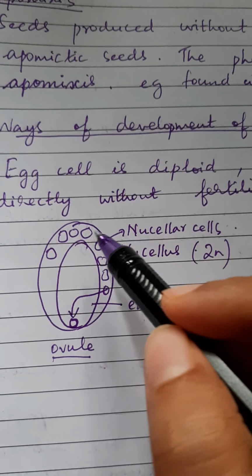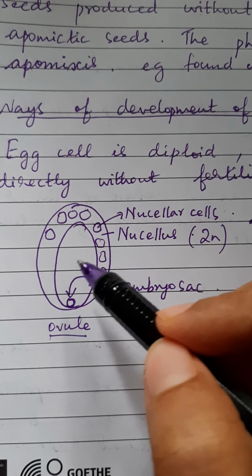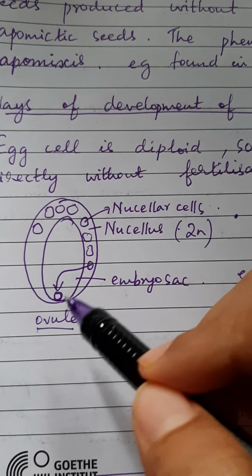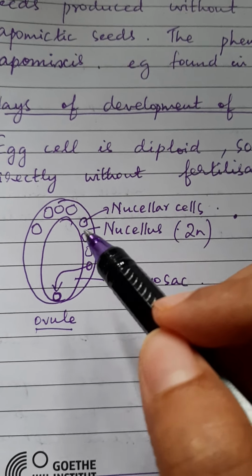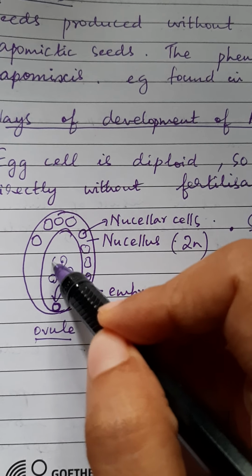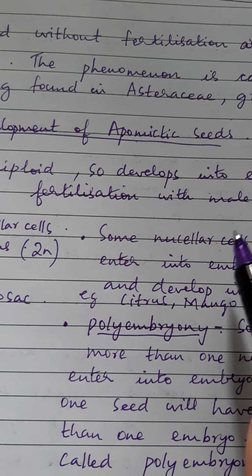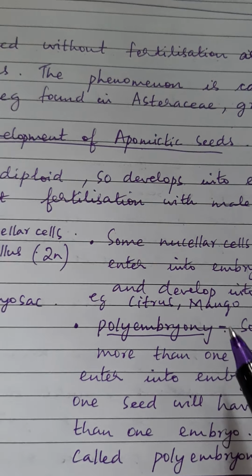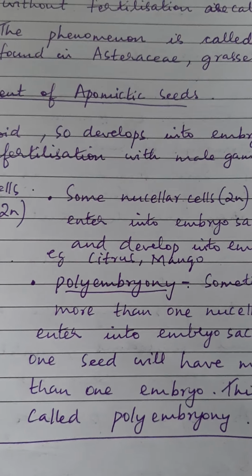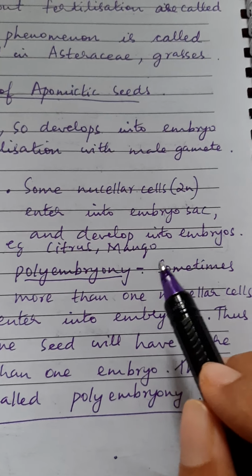The second method is that the nucellar cells present within the ovule protrude into the embryo sac, and since the nucellar cells are already diploid, each of the nucellar cells will become an embryo. Sometimes more than one nucellar cell may enter. Then there will be many embryos within the seed. Such a situation can be observed in oranges. Apomictic seeds are seen in the genus Citrus, mango, Asteraceae and grasses. So polyembryony can be specifically seen in citrus and mango.